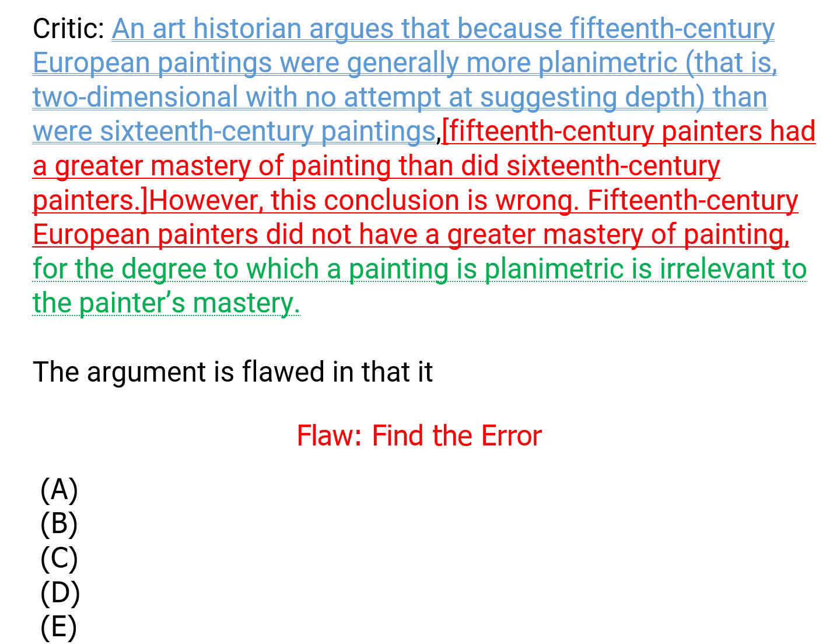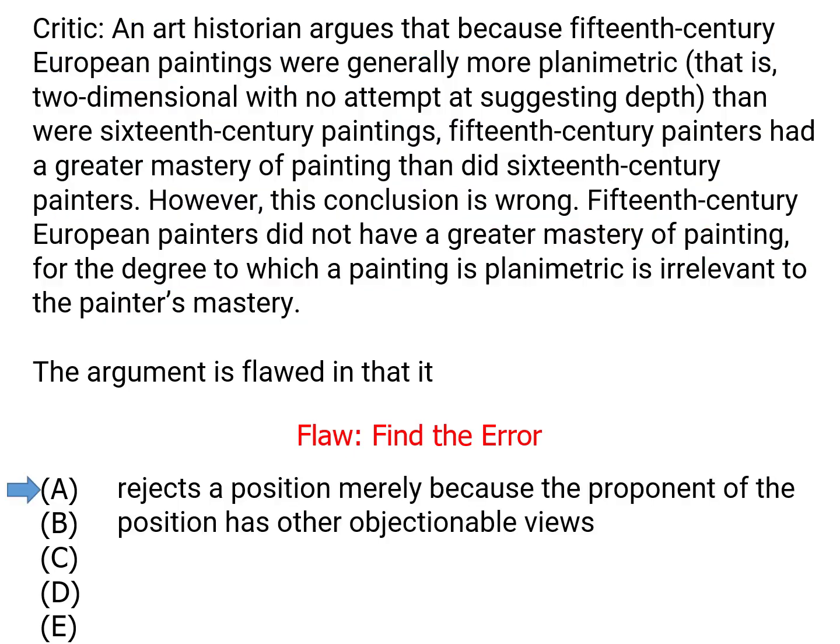Just because being planimetric isn't enough to prove whether you're a bad painter is not itself enough to prove that these people are good painters. The critic has defeated the art historian's argument, but that's not enough to disprove the art historian's conclusion. So we'll be looking for something that says that in the answer choices. Now, answer choice A says that the argument rejects the position because the proponent of that position has other objectionable views, but our critic didn't do that. They didn't attack the art historian because of their objectionable views, so A is not the answer.